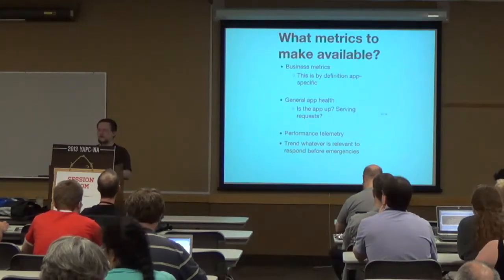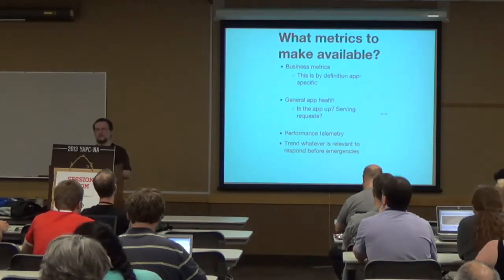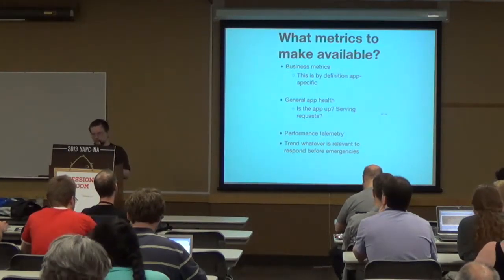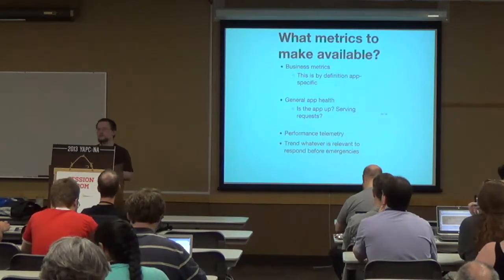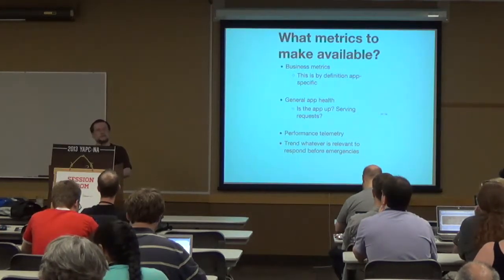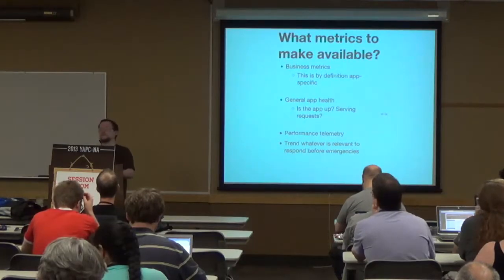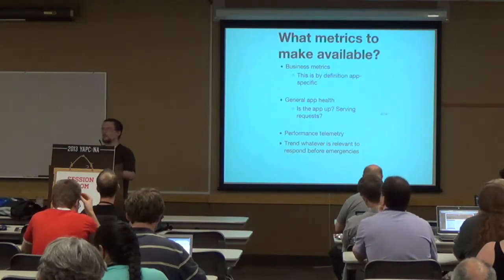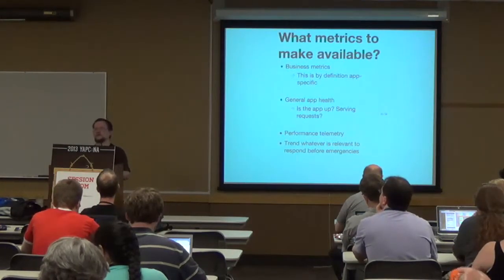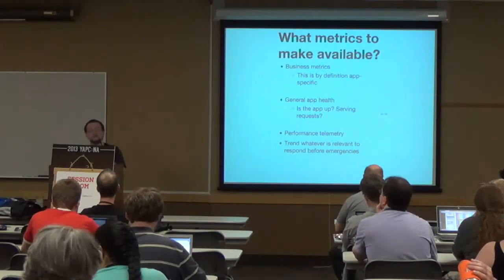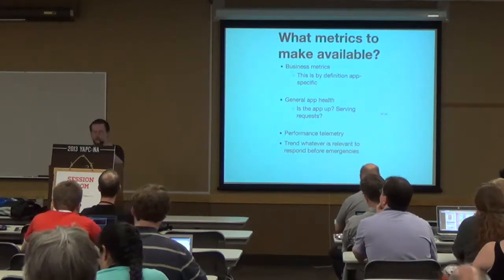General application health, I've gone over this. Performance telemetry, as I said before. Trend whatever is important, which I've mentioned before. So have graphs for knowing how much disk you're using, how much network you're using over time, so you can react more intelligently, so you can project what's going on.